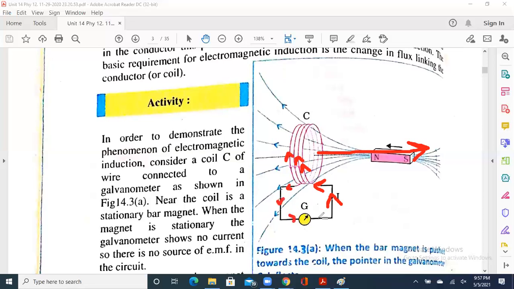So this is the main situation which has arisen in this system. This is the main activity. So this is the basic method for production of electricity.